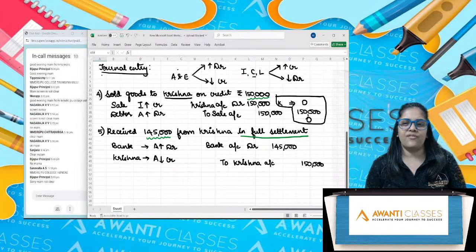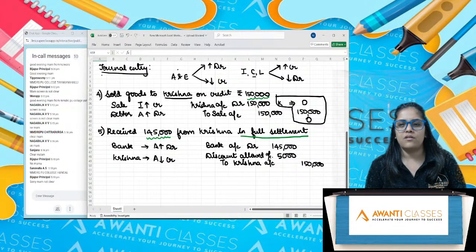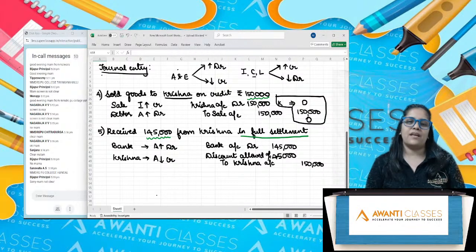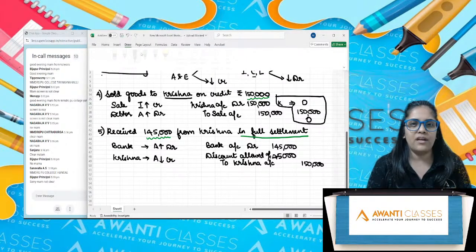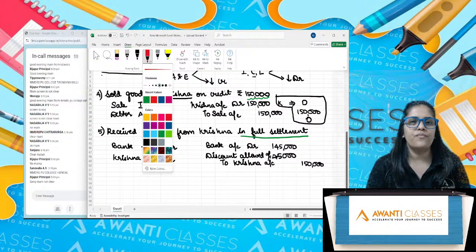Can you see that there is a difference of 5,000 on the debit side? This 5,000 is called discount allowed account debit. Am I clear till here? Guys, very, very important. I'll write it for you.